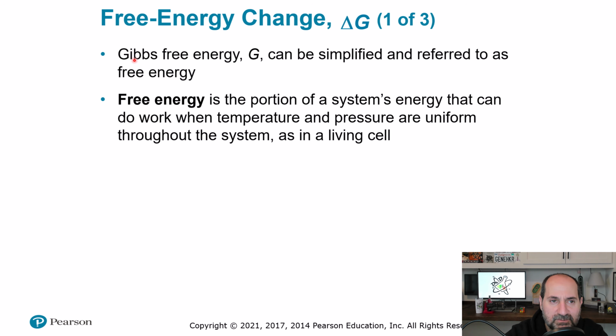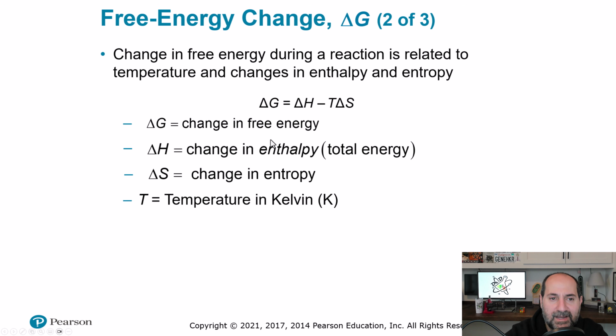Next, we talked about Gibbs free energy. Remember, the units here are G. And free energy, or G, is the portion of a system's energy that can do work when temperature and pressure are uniform throughout the system, as in a living cell. And you should recall for the exam this equation for Gibbs free energy: delta G equals delta H minus T delta S. And you should know what all these values represent. You should know that delta G represents a change in free energy.